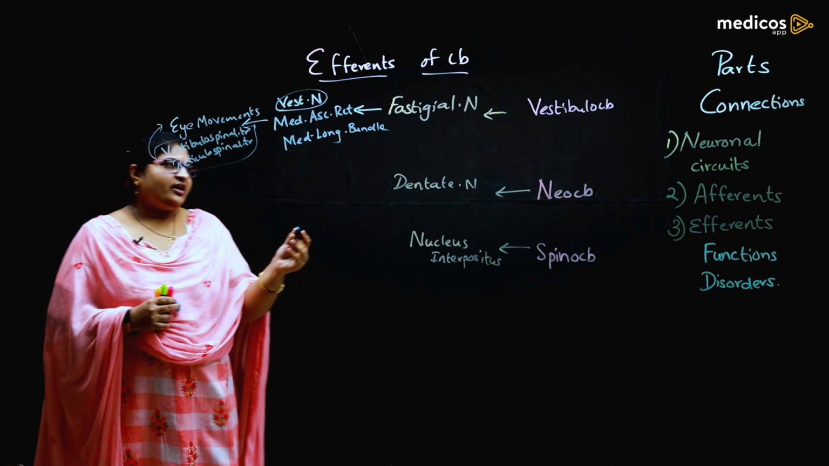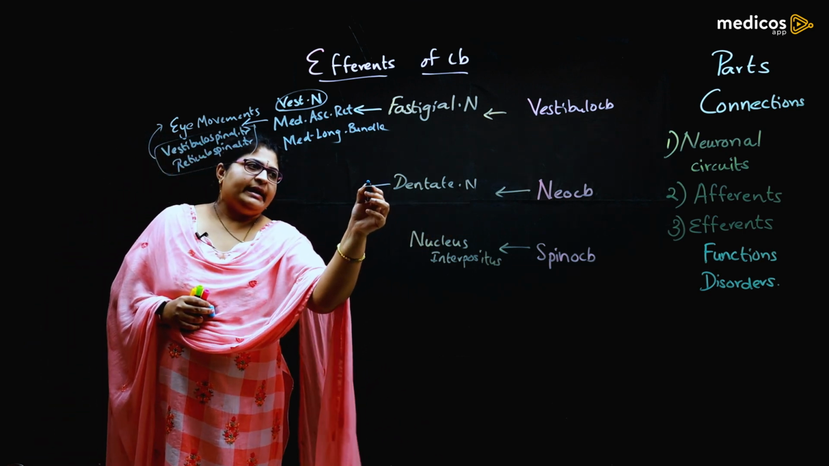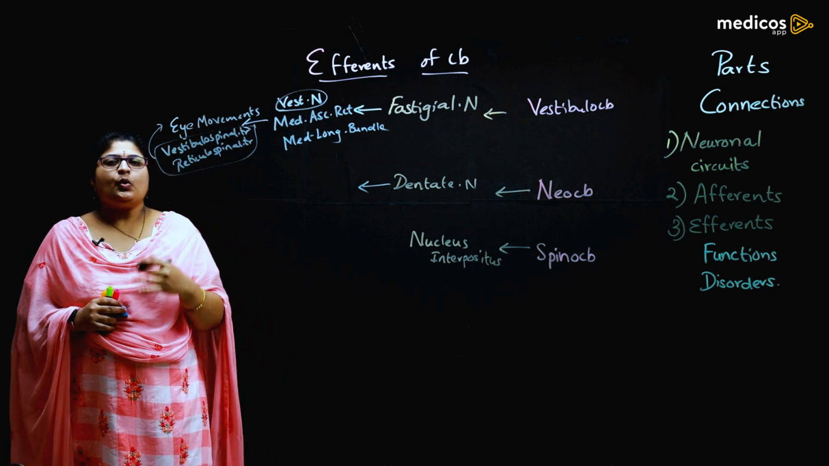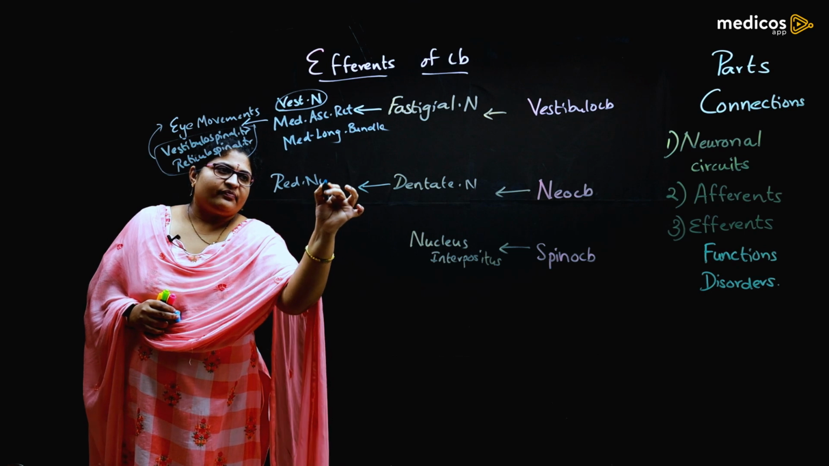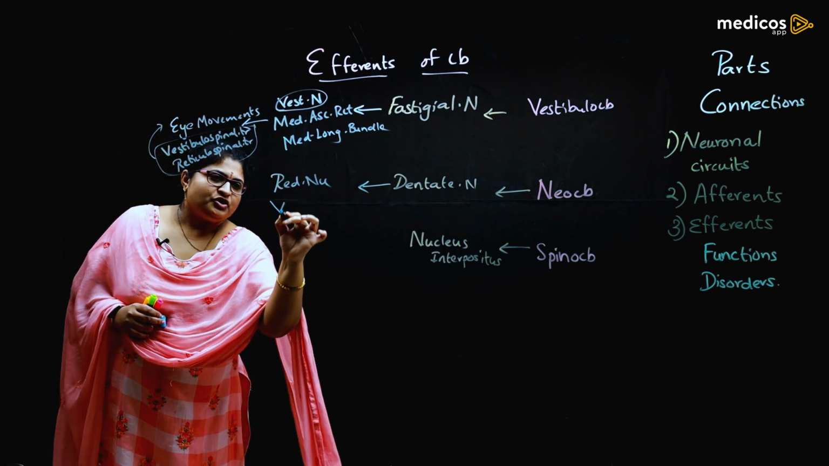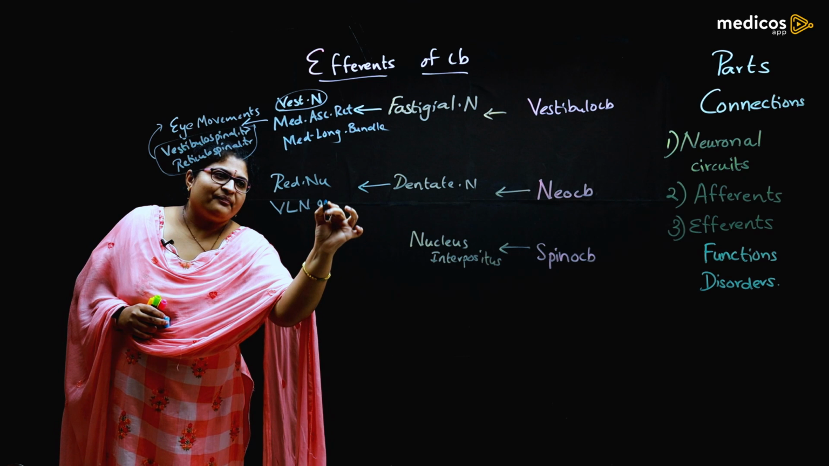Now let's see the other one. The neocerebellum, via the dentate nucleus, influences the red nucleus and also the ventrolateral nucleus of the thalamus.